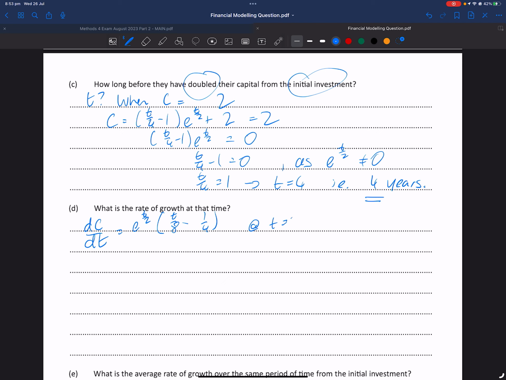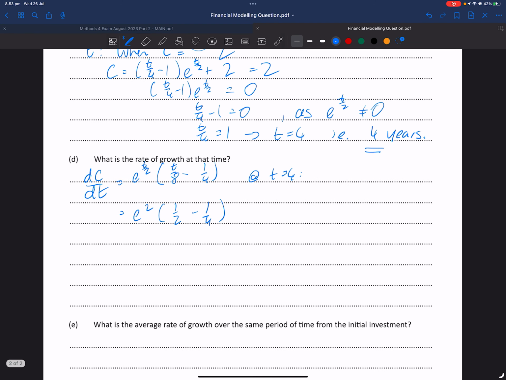And then at t equals 4, you would have e to the power of 4 over 2, which is e squared, times 4 over 8, which is a half, minus 1/4, like so. So that will give us a half minus 1/4, which is equal to 1/4. So we've got 1/4 e squared. That is the rate of growth. That's millions of dollars per year, like so.